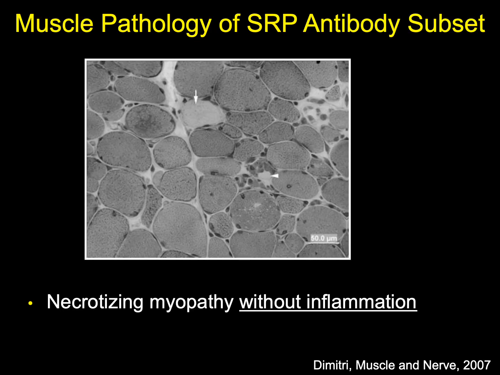When we do muscle biopsies on patients with SRP antibody, what we see is muscle fiber death, in fact significant muscle fiber death or necrosis, without much inflammation. Now this is very different than what we see in polymyositis. In polymyositis, typically muscle fiber death is due to the attack from the inflammation.